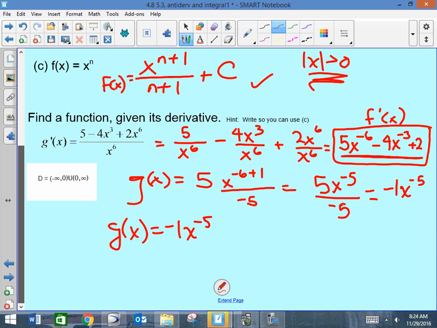Okay, ready? What did you get for the second term of your antiderivative? Positive 2x to the what? -2. Okay. So again, I'm going to check. I'm going to take the derivative of this, and I'm going to get -4 x to the -3, which is good. Okay? And what did you get for the last term?